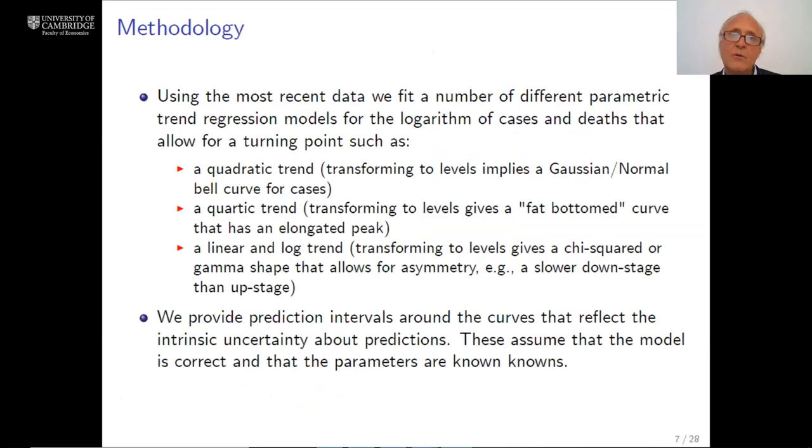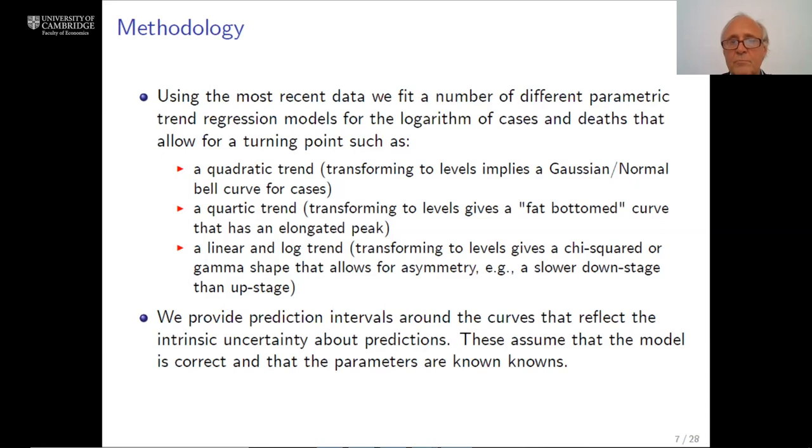For the methodology, we fit a number of different parametric models for the logarithm of cases and deaths that allow for a turning point. In particular, a quadratic trend, which when you transform back to levels corresponds to a Gaussian curve, a bell curve, which we know from many other modeling situations. We also consider a quartic trend, which when we transform back to levels gives a fat bottom curve that has an elongated peak and therefore allows for a longer time spent at the peak. We also consider a linear and log trend, which when you transform back gives you something like a chi-squared shape that builds in an asymmetry. So we have these three different curves that we consider.